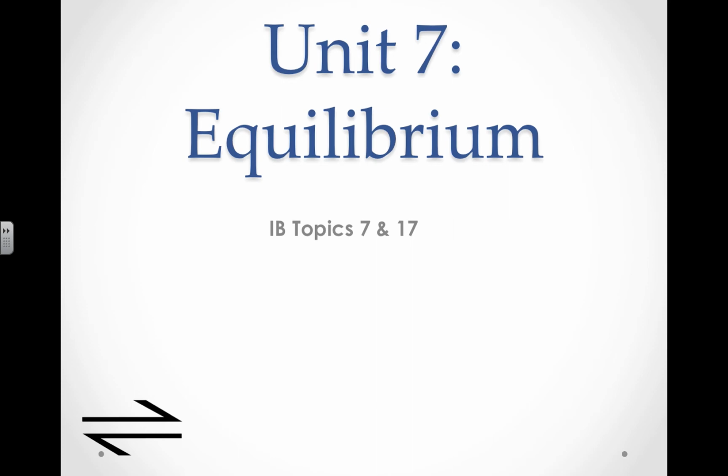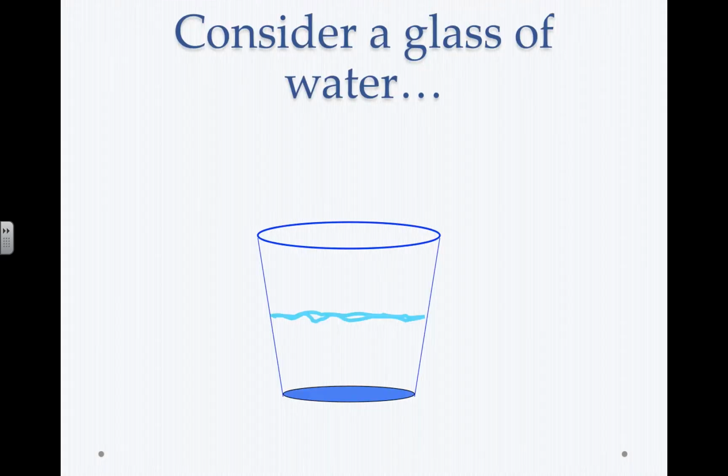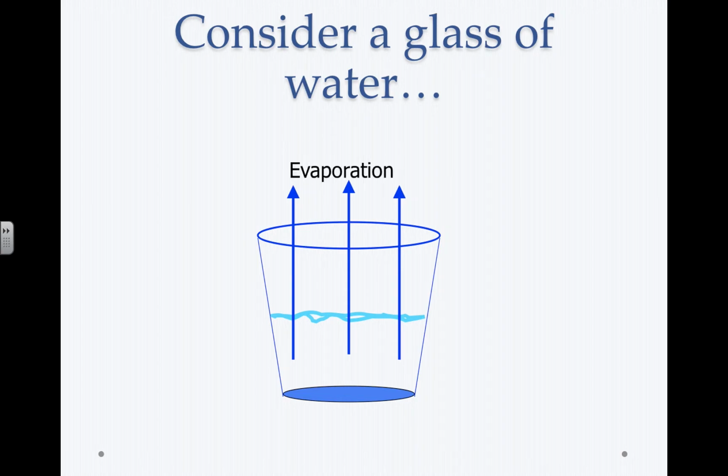Okay, so this starts our unit about equilibrium. These are IB topics 7 and 17. Okay, so we've got ourselves a glass of water. Well, typically, if we just let it sit, we'll see that water level go down as evaporation occurs. Okay, and depending on the temperature, we get different rates of evaporation, but one way or another, it'll evaporate.